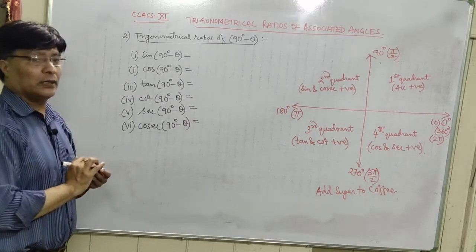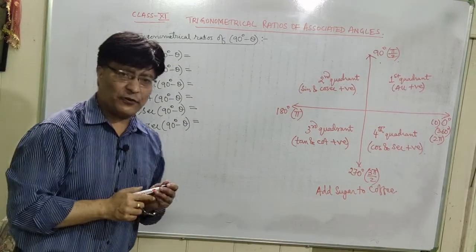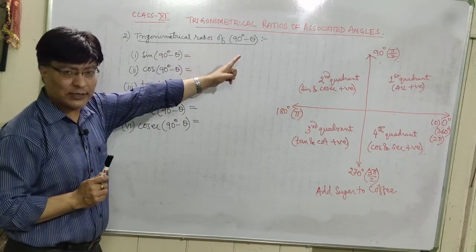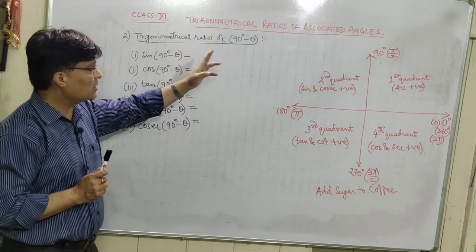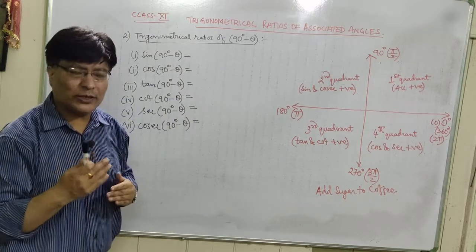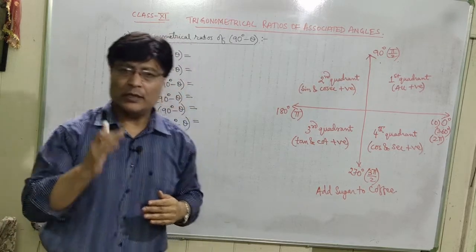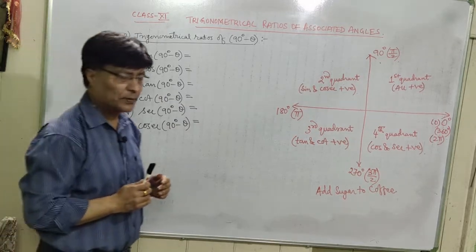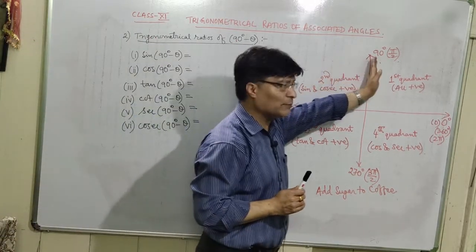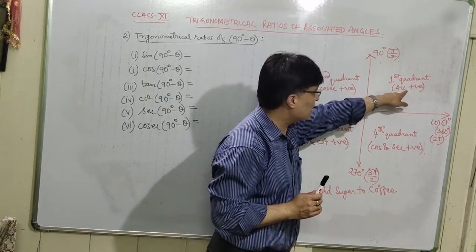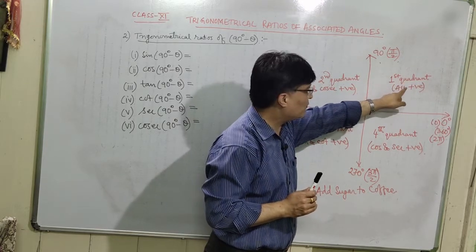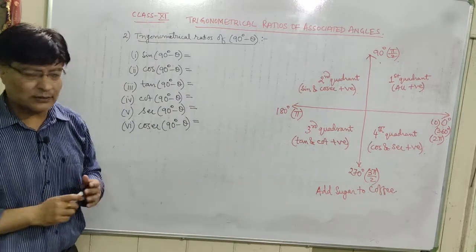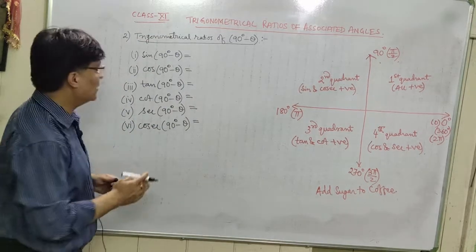Okay. So now first of all you have to check the angle. That is, 90 degree minus theta is given here. In which quadrant does the angle 90 degree minus theta lie? This 90 degree minus theta means less than 90, so it lies in the first quadrant. And in the first quadrant, all the trigonometrical ratios are positive. Is that clear? Now what will be its formula?